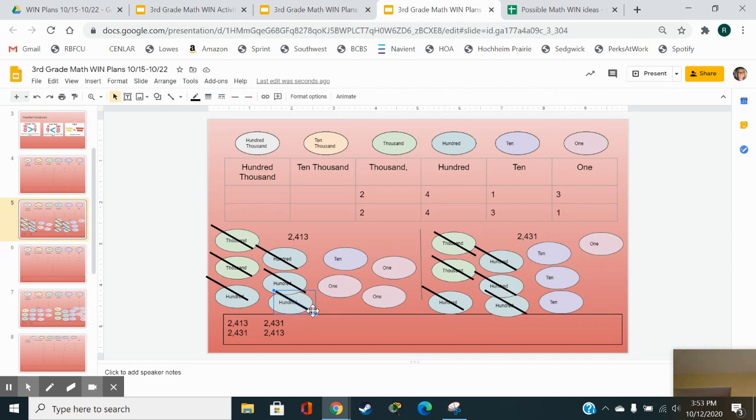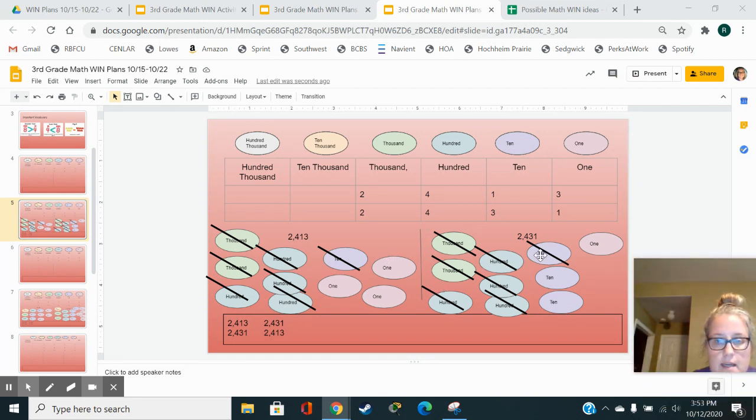So I'm going to actually go ahead and cross off. Oops, I forgot to paste. Paste, there we go. And let's paste one more. Now I'm able to see that I only have 1s left over here, but on this side, you'll notice that I have 2 10s and 1 1. So that means that this side is going to be my greater side. So that means that 2,431 is greater than 2,413.